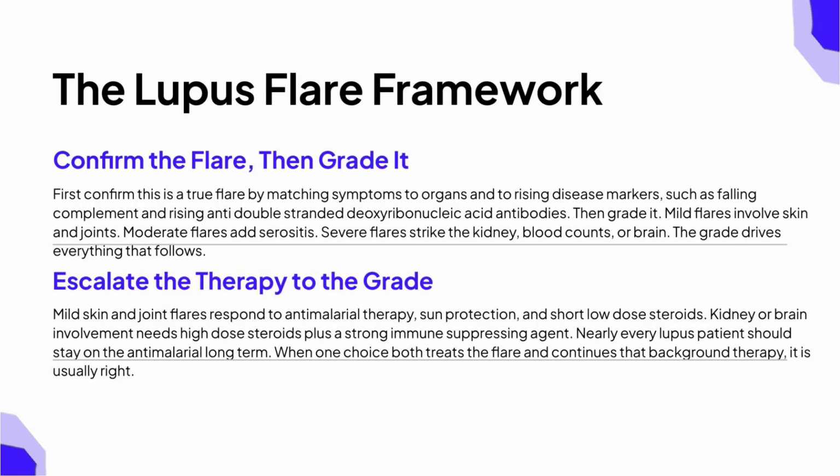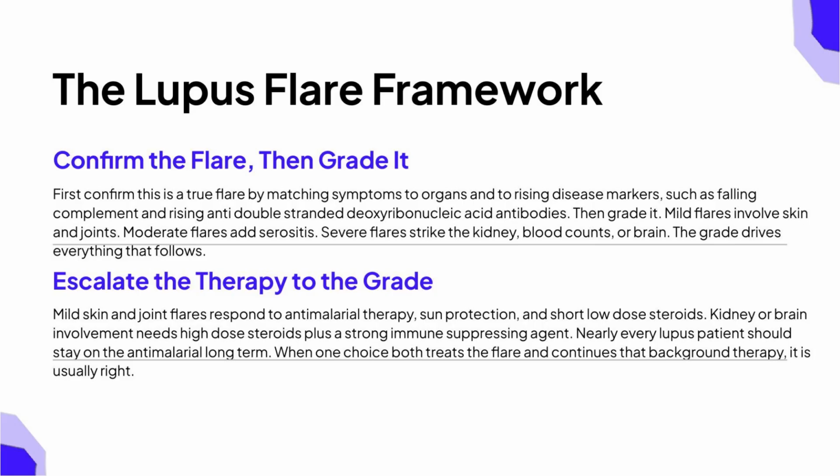Now let us build a framework for the lupus flare, because these questions reward a clear system. First, confirm this is a true flare by matching the symptoms to specific organs and to rising disease markers, such as falling complement and rising anti-double-stranded deoxyribonucleic acid antibodies. Then grade it. Mild flares involve the skin and joints. Moderate flares add inflammation of the lining around the lungs or heart. Severe flares strike the kidney, the blood counts, or the brain.